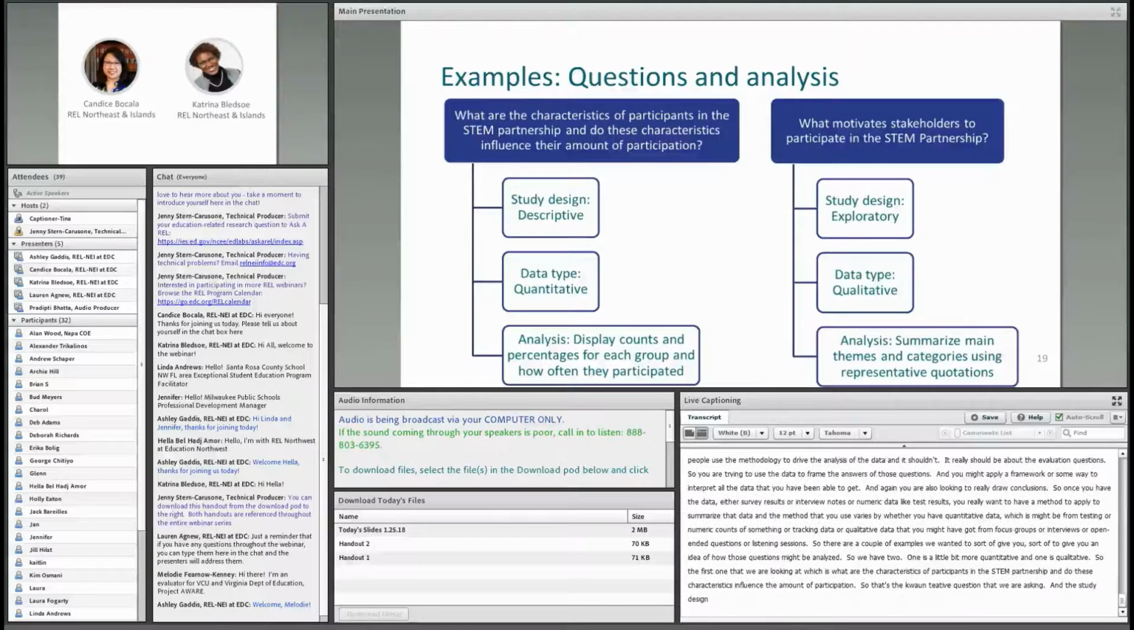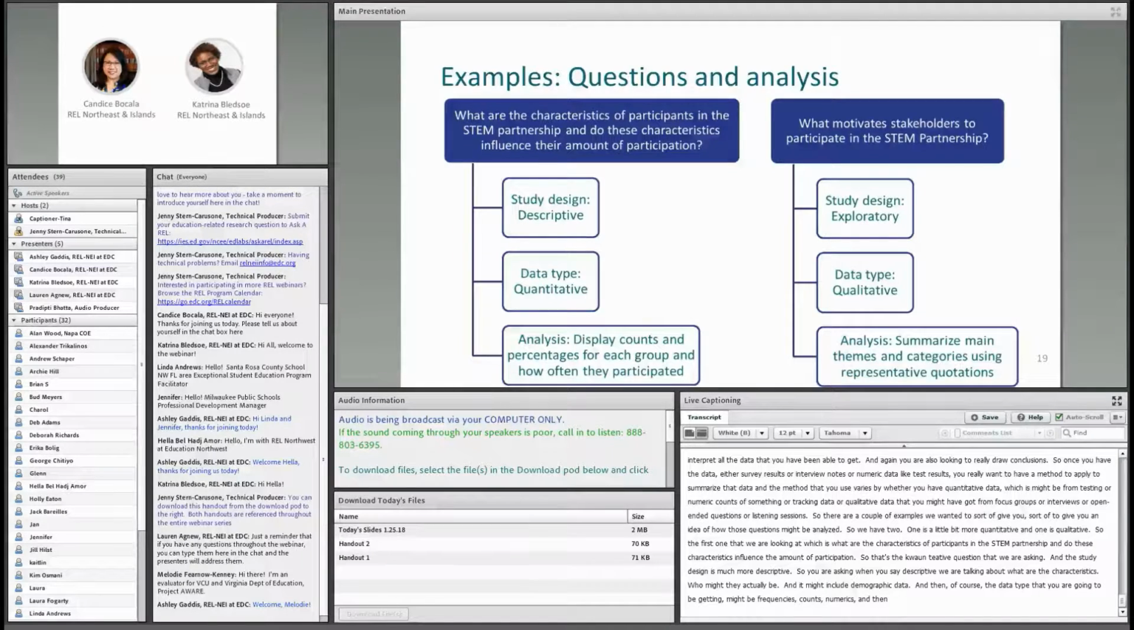And the study design is much more descriptive. When we say descriptive, we're talking about, well, what are the characteristics? Who might they actually be? And it might include demographic data. And then, of course, the data type that you're going to be getting might be frequencies, counts, numerics.